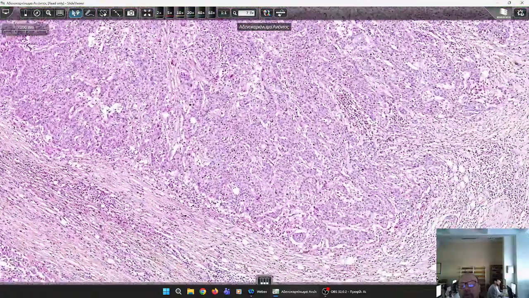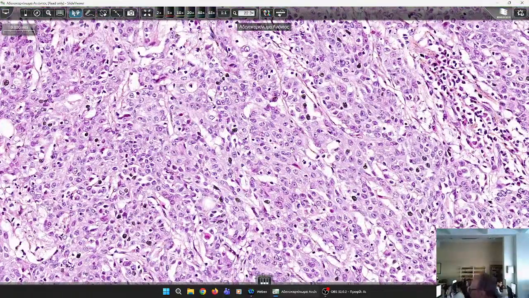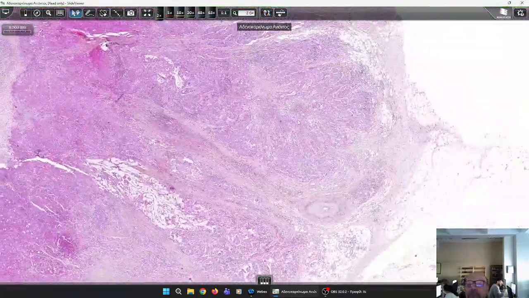Have a look at the malignant cells. You see that glandular differentiation is not so easily recognized. You have some sort of solid-like structures. So this is high-grade colorectal cancer. It is poorly differentiated, this type of cancer.